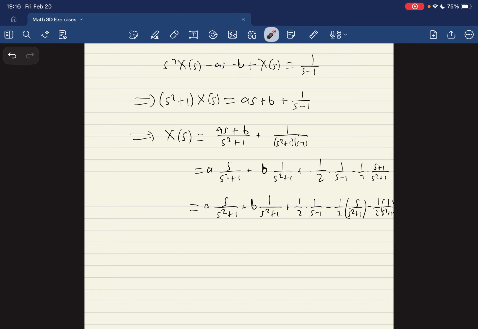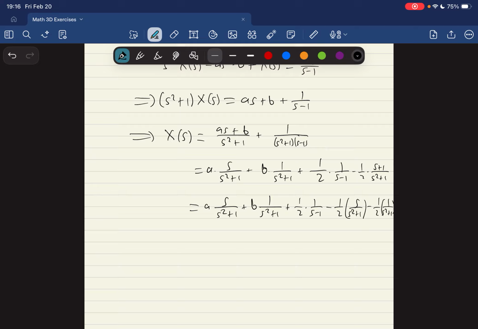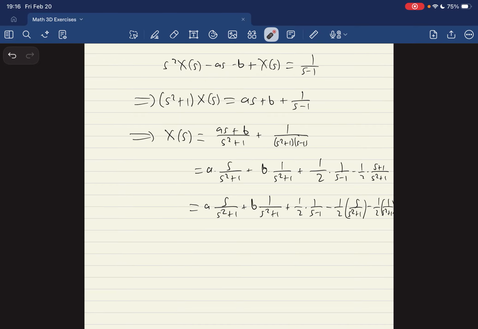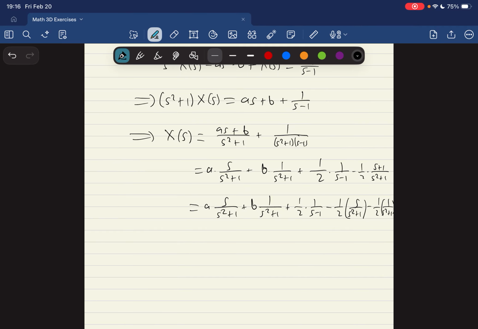Now, some of you might see why I'm doing this. Some of you with some inverse Laplace transforms under your belts might recognize what these expressions are, but we'll get to that in a bit. So, continuing on to combine like terms, I'm going to collect these terms together. So this is going to be a minus 1/2 times s over s squared plus 1, and then plus b minus 1/2 times 1 over s squared plus 1, and then plus 1/2 times 1 over s minus 1. Great.